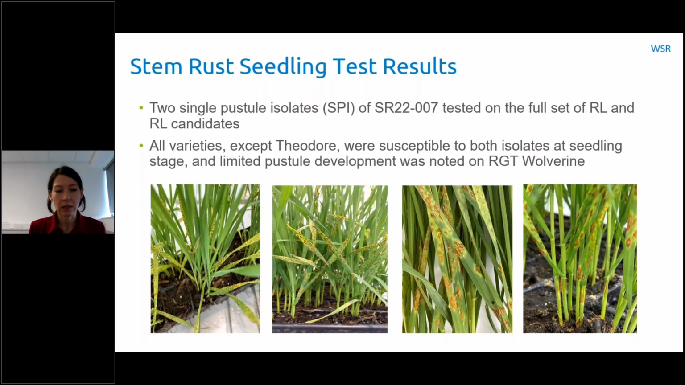These are just a little snapshot of some of my seedling test photos, and it was really interesting that even on these seedlings, this was at day 12 post inoculation, you can still see that stem rust was living up to its name and developing on the stem of these little seedlings.